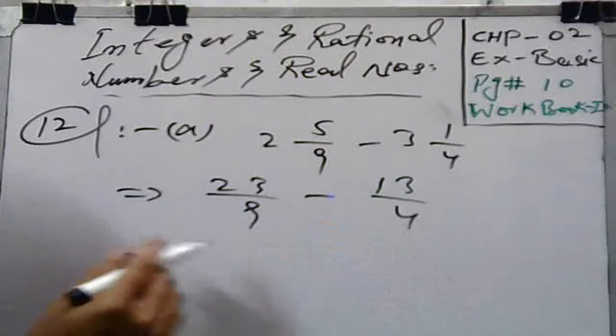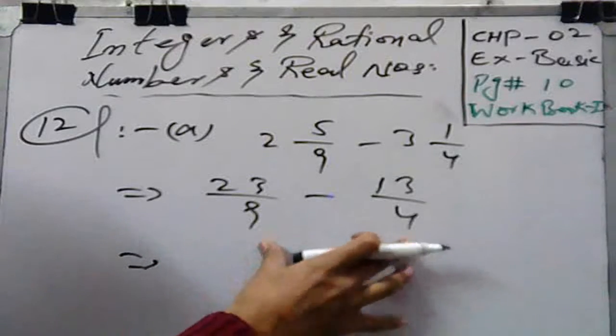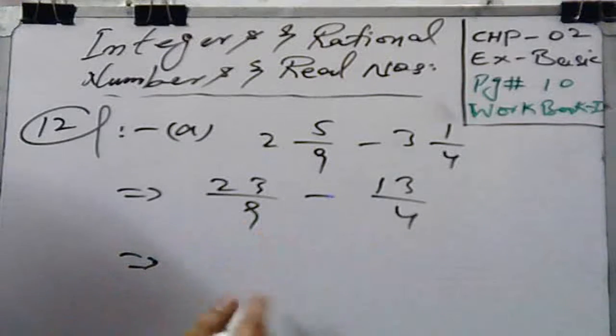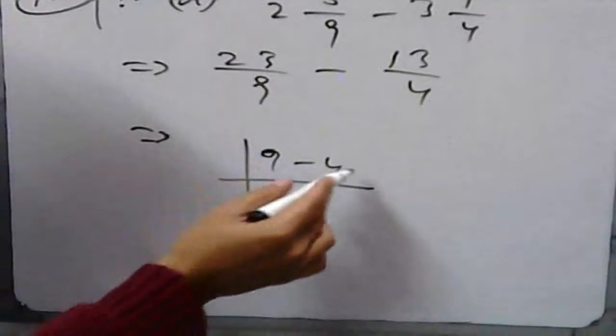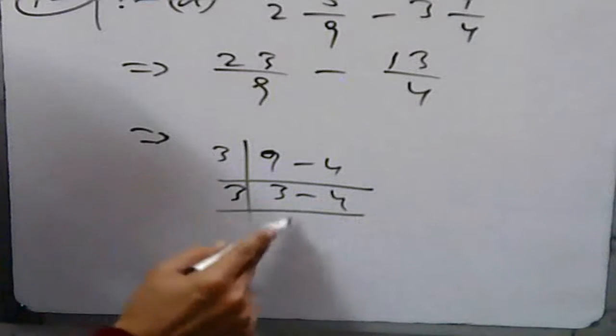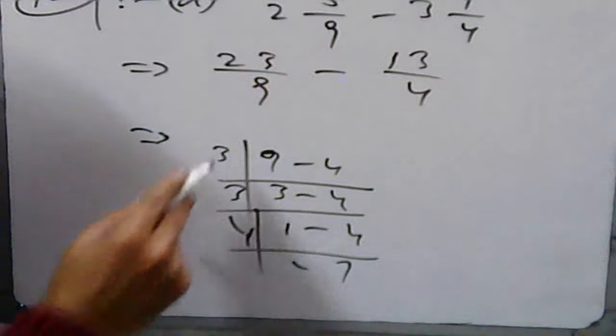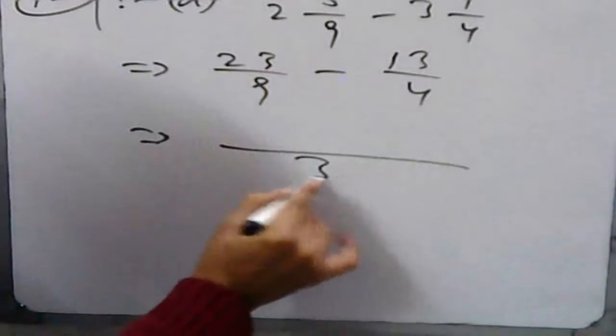So what is the LCM? The denominator should be equalized. There are two methods. One method, which is commonly used by me, is that you have to find the LCM. What is its LCM? 3 3s are 9 and 4 1s are 4. So 4 3s are 12, 12 3s are 36. So 36 is your LCM.